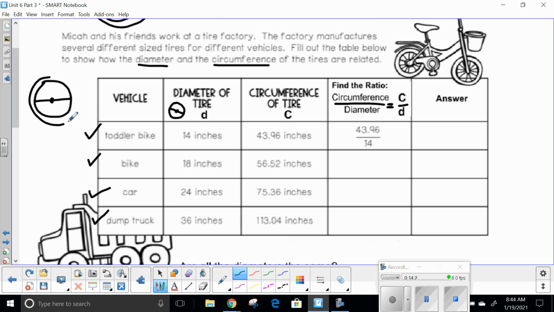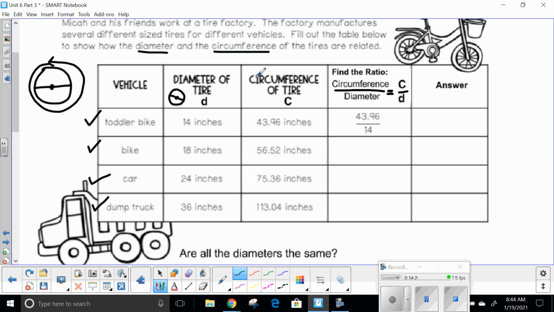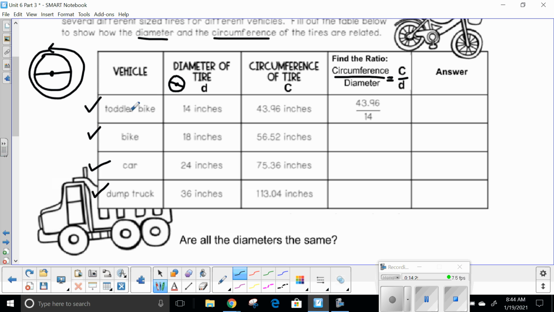Now remember, circumference is what? All the way around, the measurement all the way around. So they're giving it to us. They've done the measurement. And they say for the toddler bike, the distance around that tire is 43.96 inches. For the regular bike, this measurement all the way around, and then the car, and then the dump truck, okay?